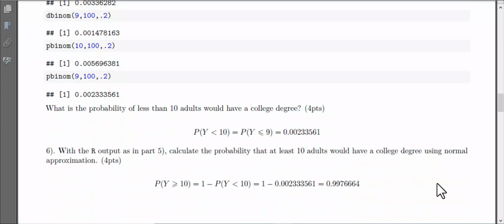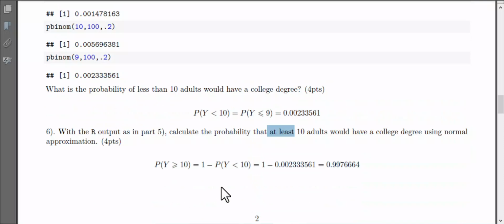Alright, what if we want to know the probability of at least 10? So we have to figure out the probability of y greater than or equal to 10. Do not forget this equal sign because this is at least. Now if we do it by hand, we have to keep going 10, 11, up to 100. That's impossible. So the common trick here is the complement rule, use 1 minus the probability of y less than 10. We already know this probability from part 5. That's why we plug it in. That's how we get the probability.